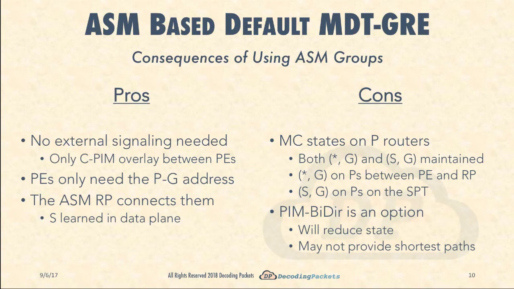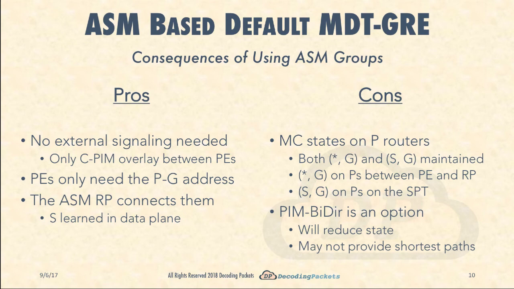Now, the ASM-based default MDT GRE, so the Rosen GRE that we built based on an ASM group. What are some of the consequences of using ASM? Well, there are some pros and obviously there are some cons. First, let's go through the pros. There is no external signaling needed. All you really need is the CPIM overlay between the PEs.